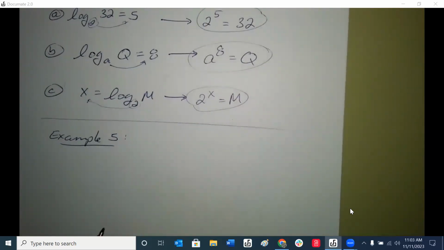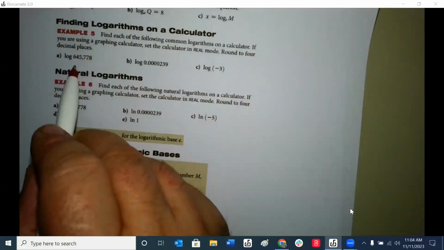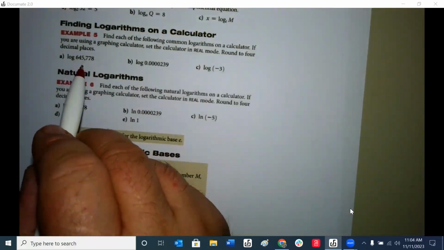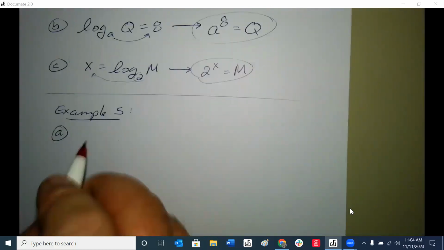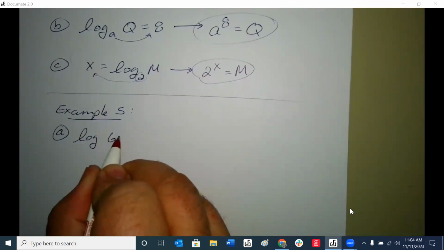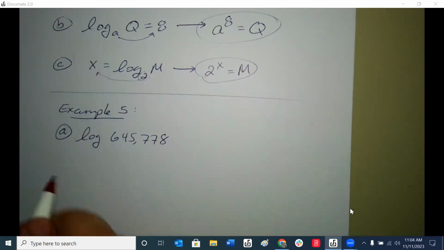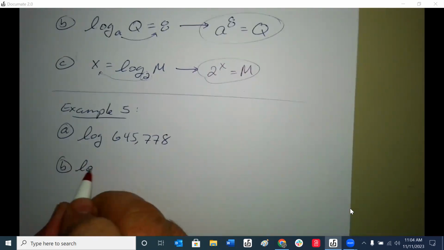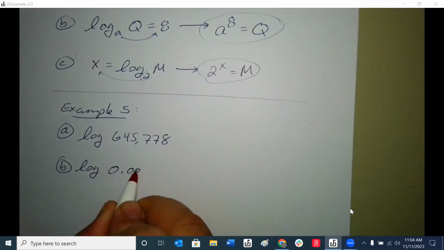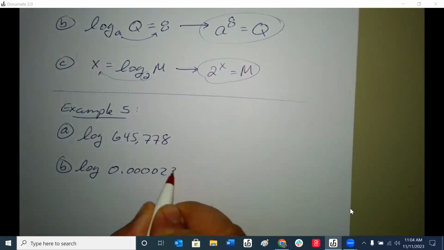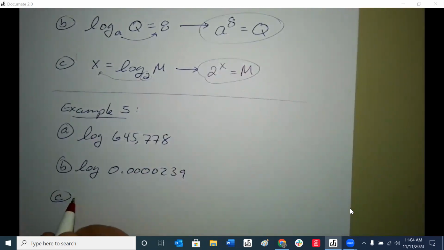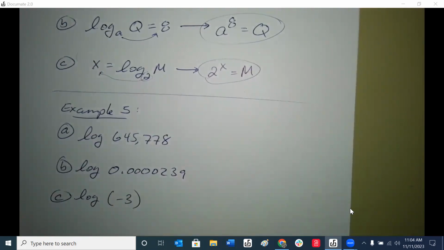Example 5 deals with finding logarithms using a calculator. So we have the log of 645,778. So A is the log of 645,778. And then B is the log of 0.0000239. And the log of -3.